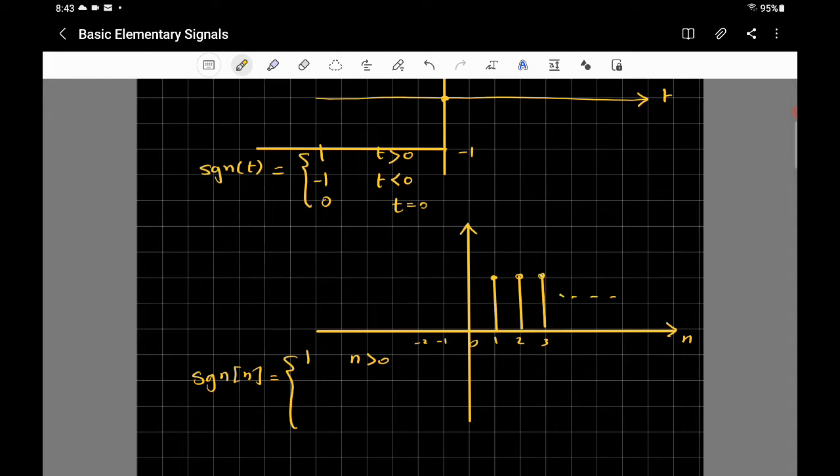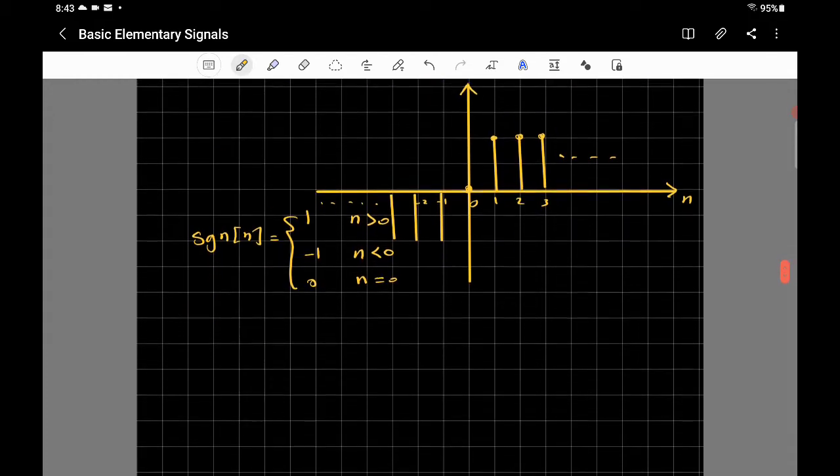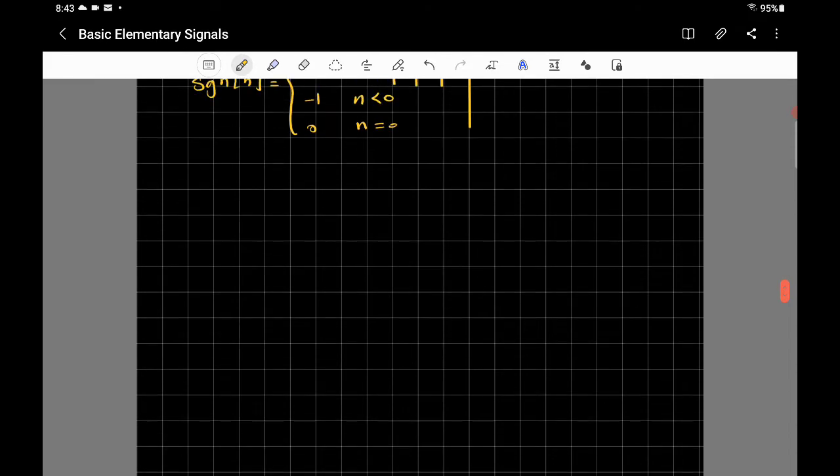And you continue. And it's equal to -1 when n less than 0. And you continue. And 0 when n equals 0. So that's the sine signal for discrete time signal. So now let's go to the fourth one.